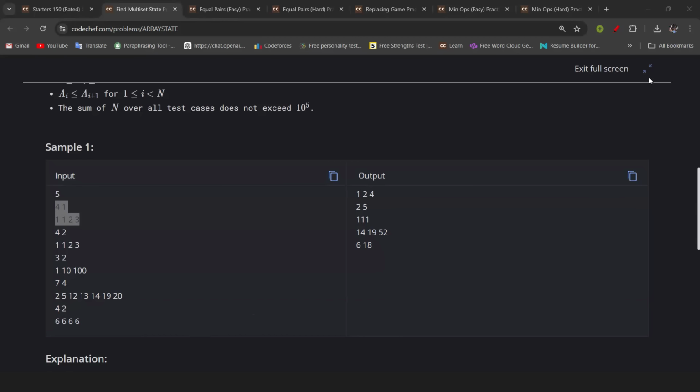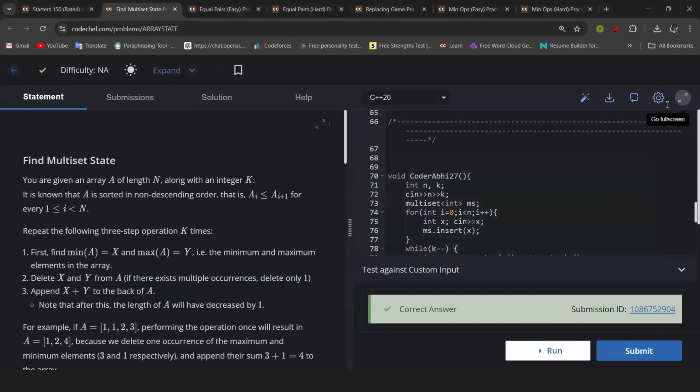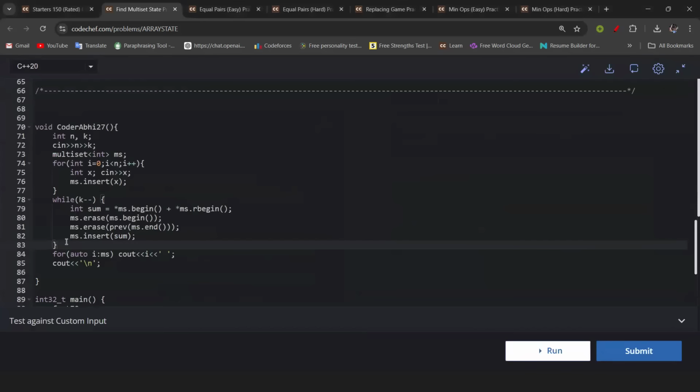No need of any more explanation. We can jump to the code. It's a direct implementation of multiset. Just store the initial array in a multiset. I have taken a multiset ms, and then I'm just taking the whole array n times and inserting all the elements into the multiset, and then I have to perform the operation k times.